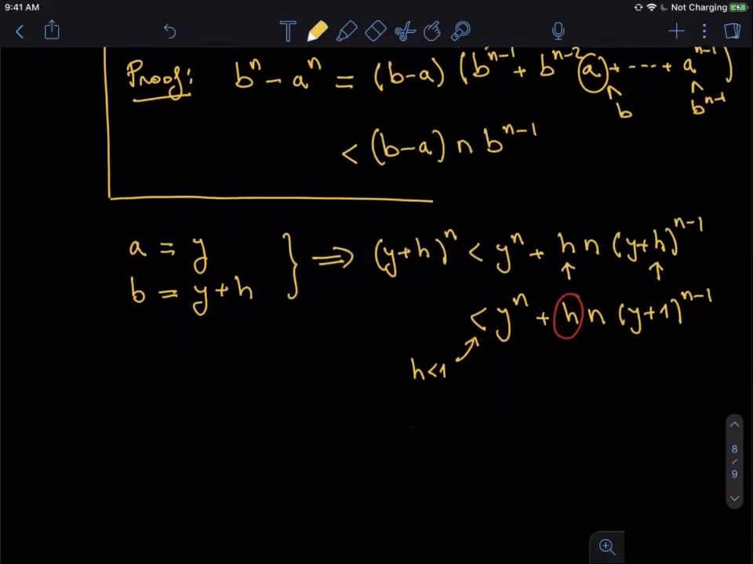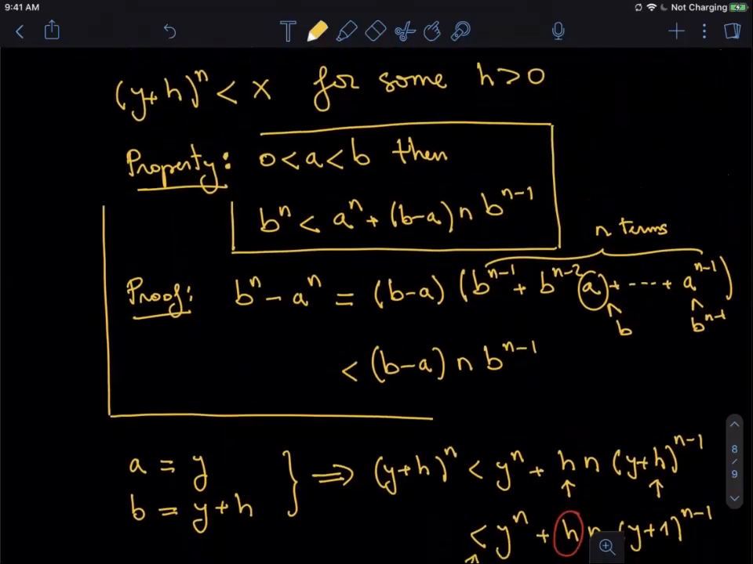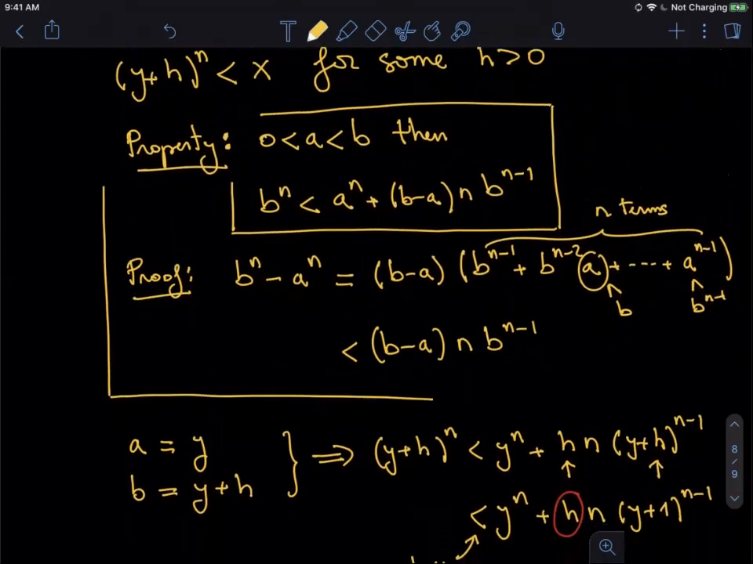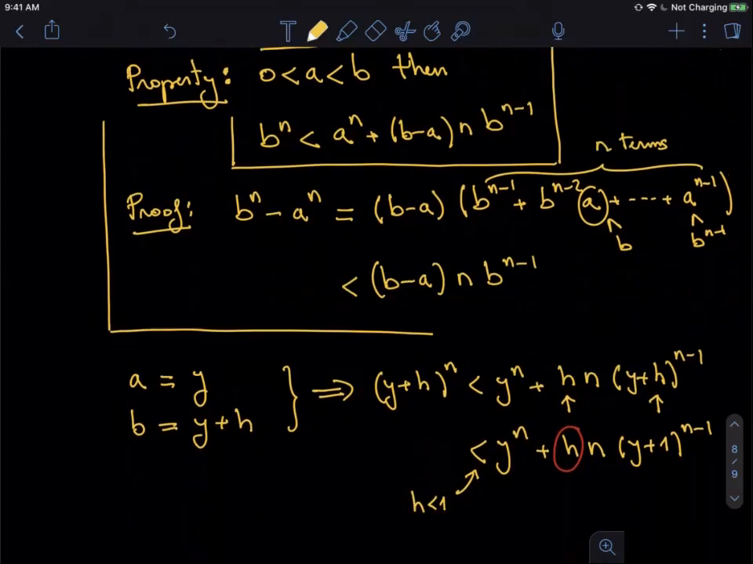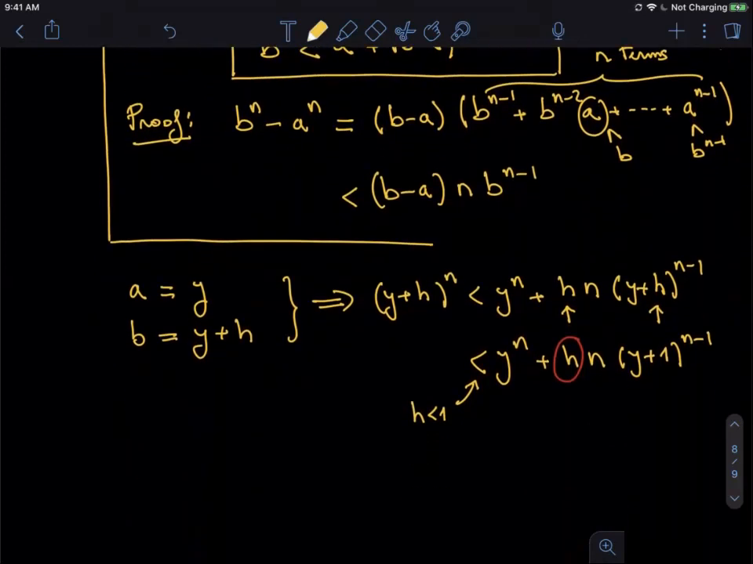So let's see what 8 would need to be. Remember again, what did we want in the first place? We wanted to show that (y plus 8) to the power n was less than x. So that's my question for you: is this less than x?